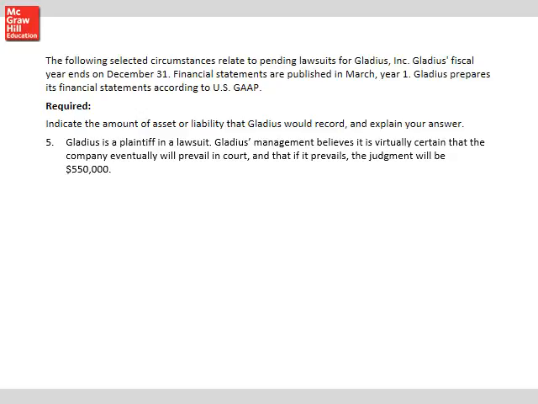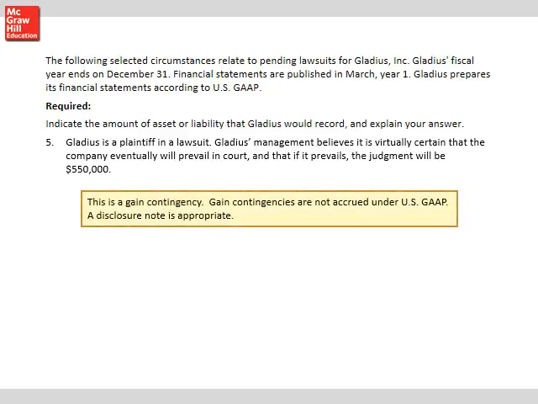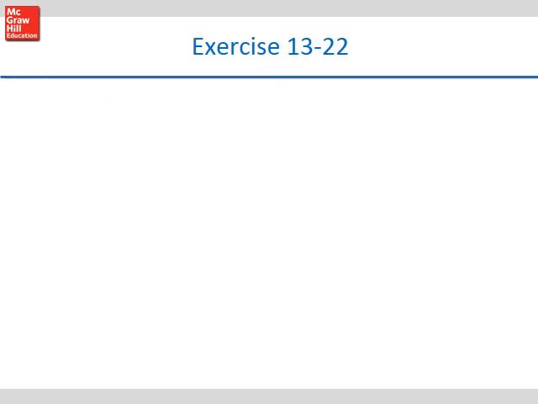Gladius is the plaintiff in a lawsuit. Once again, we're suing somebody, and we're virtually certain we're going to win, and the judgment will be $550,000. Again, this is a gain contingency. We do not use gain contingencies under U.S. GAAP.